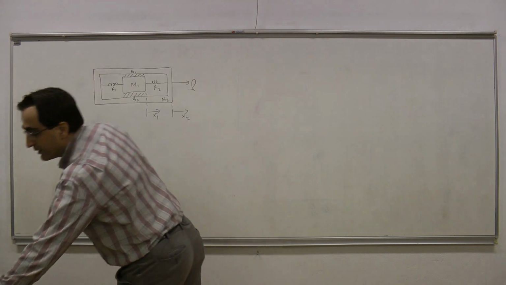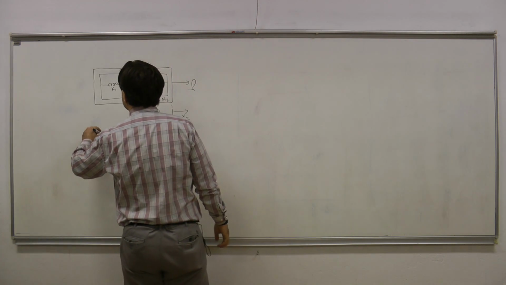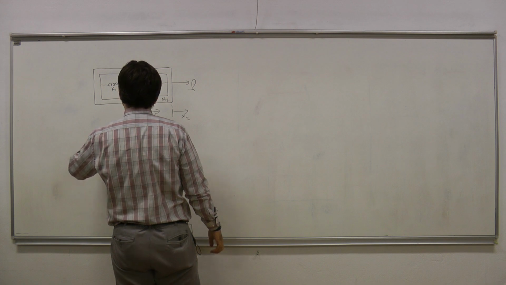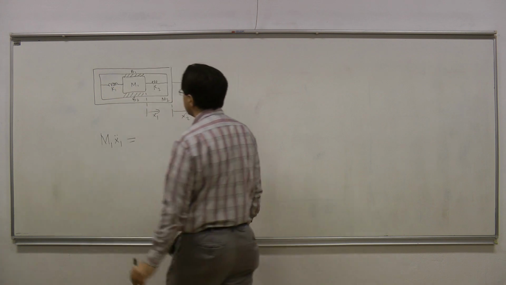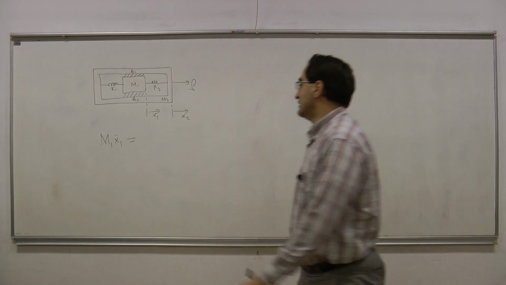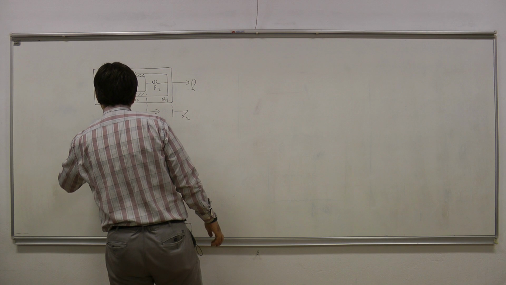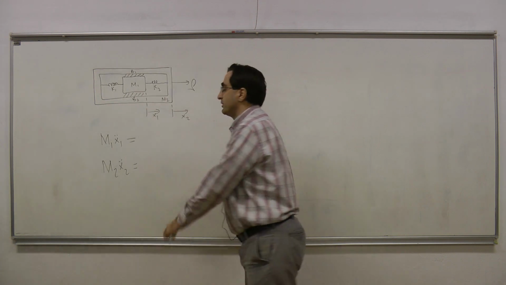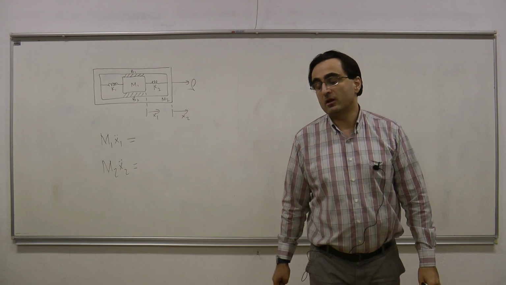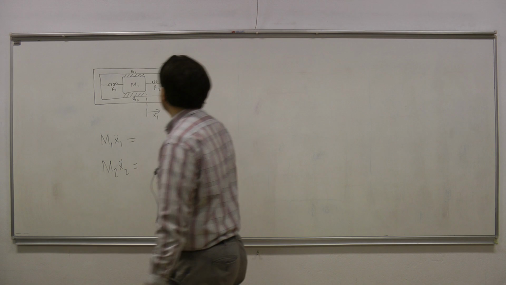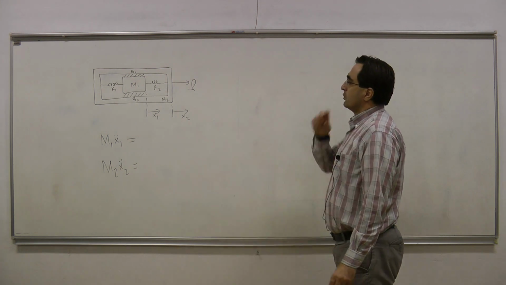So our modeling always starts with two equations. m1 times x1 double dot: this is going to be the net force applied onto the first mass. And the second equation, I have m2 times x2 double dot, and this is going to be the net force applied onto the second mass. So here is what I'm going to do.